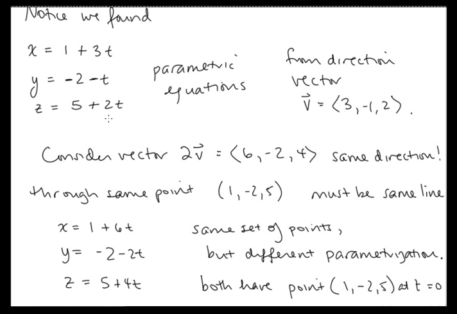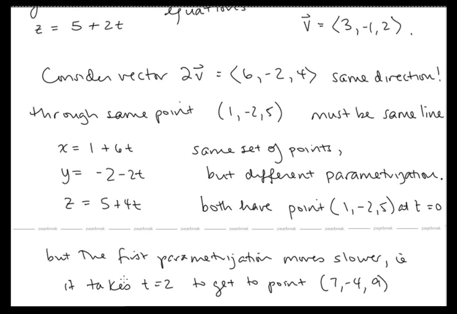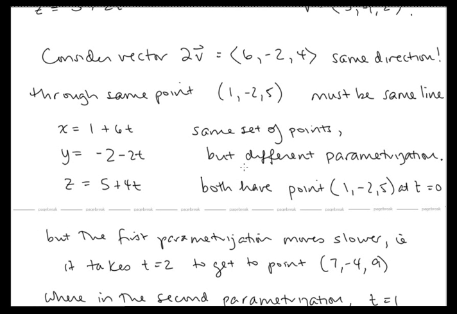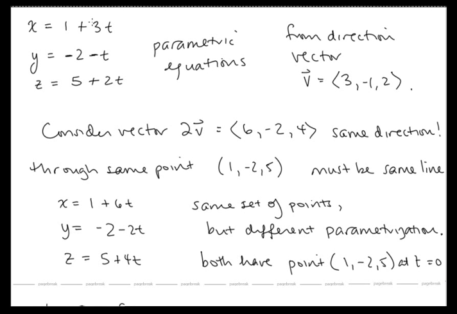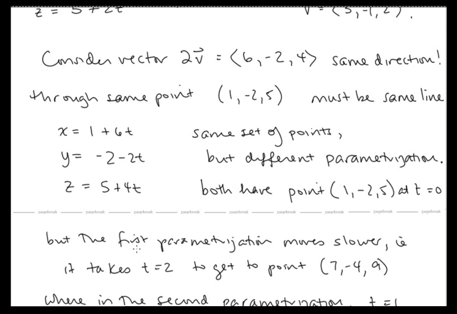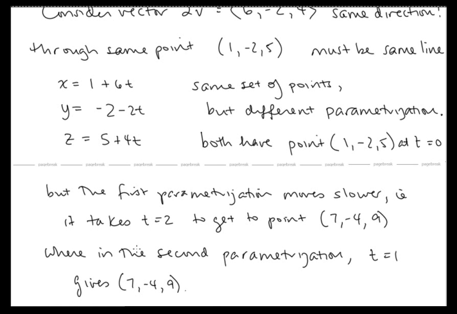For example, with t equals 0 in both of these lines, we're at (1, -2, 5). We're at the point (1, -2, 5). But if we want to get to the point (7, -4, 9), we would need t equals 2 in this first set of equations, but just t equals 1 in the second set of equations. So we would say that the first parametrization moves a little bit slower because you need a higher t value to achieve the same point. But in any case, both parametrizations represent the same line in three-dimensional space.